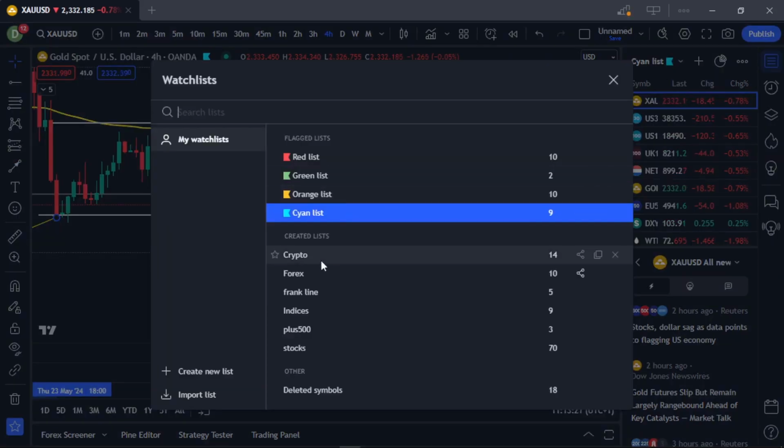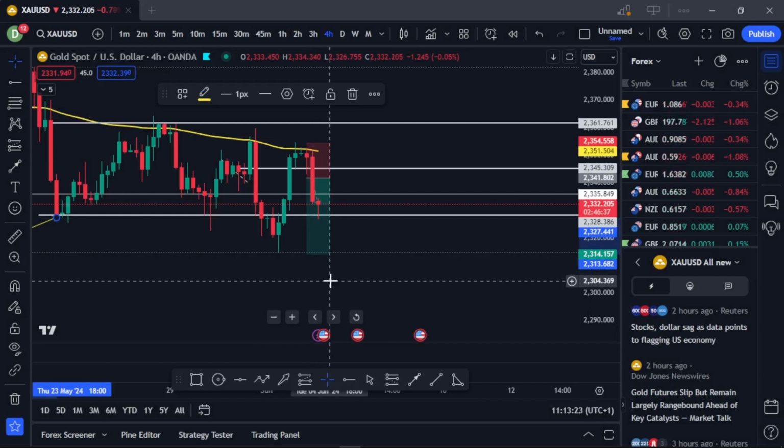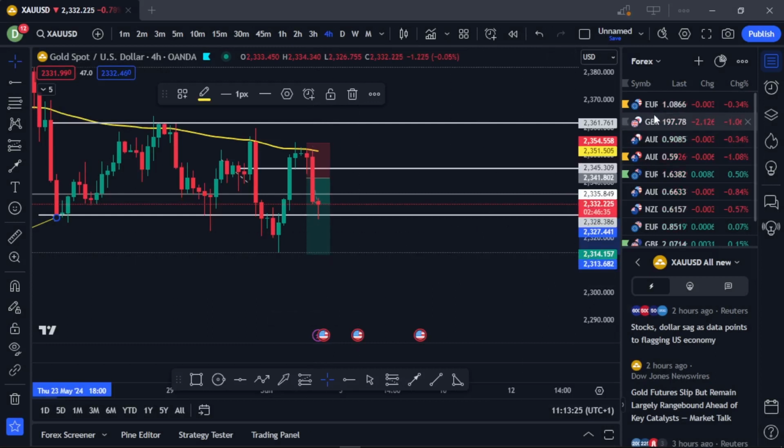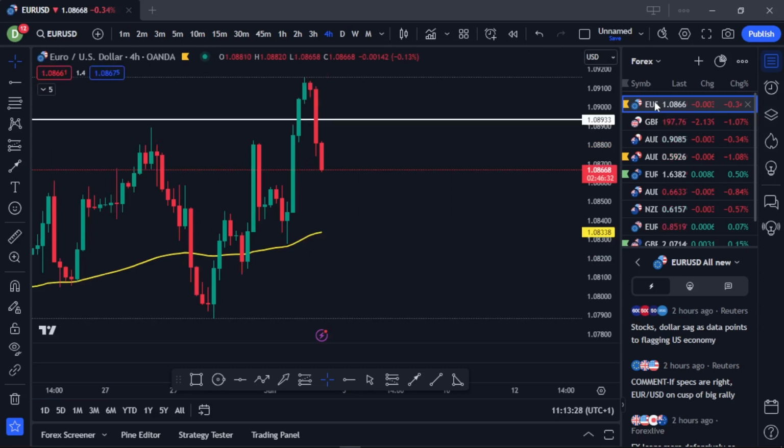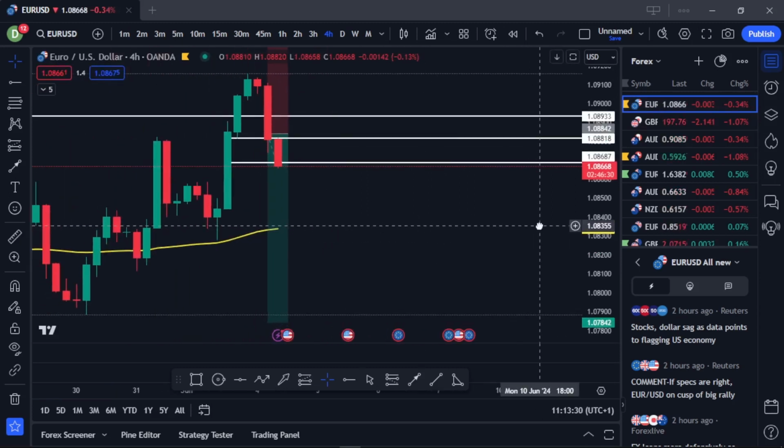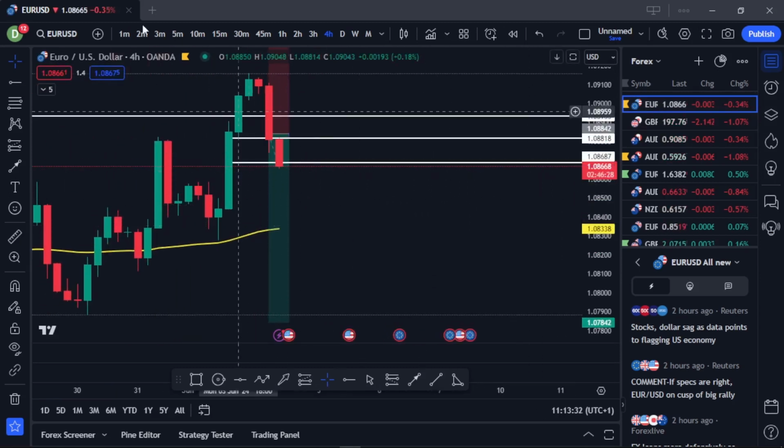My strategy is pretty much very simple. I just draw the key levels in the market, my support and resistance areas, and once I have my support and resistance areas, I don't stress myself again. You can see the same thing I did on Euro USD that is currently moving.